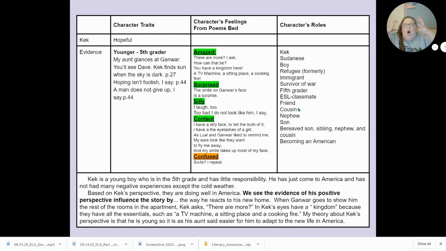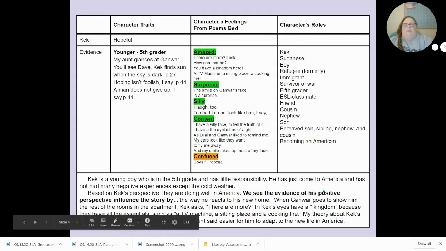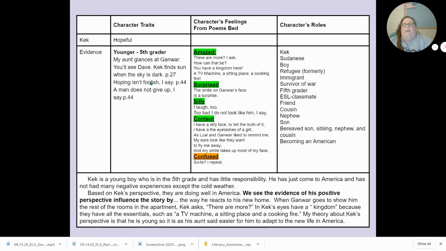So now that I've taken all that information, I want to process it into an answer. And so this is my stop and jot. This is the work that's going on in my head. And so I want you to set something up like this for the character in your Reader's Workshop notebook so that you can begin to process everything that's happening with your character.